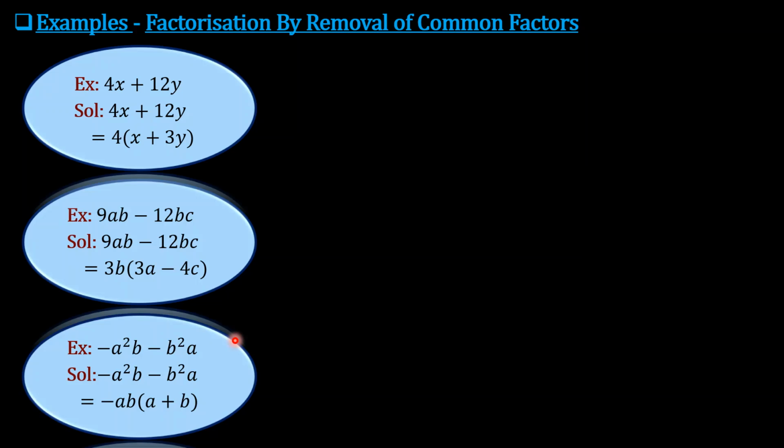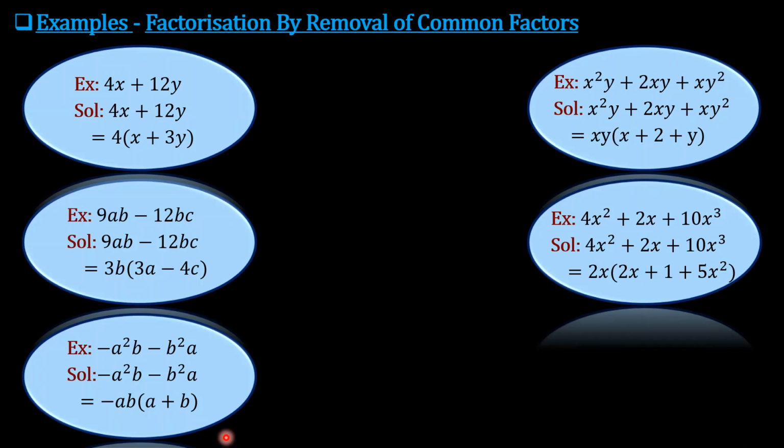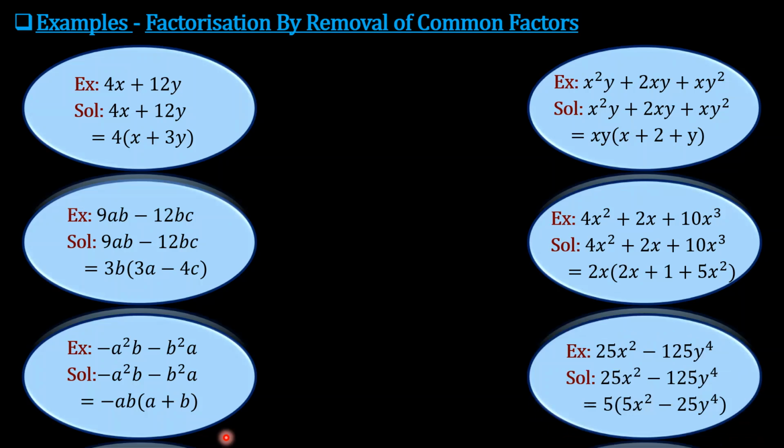Minus a square b minus b square a: here minus ab is the common factor. We take it out and we have a left over here and b here. So these are very straightforward. We are just trying to remove the common factors from all the terms. There are more examples here.